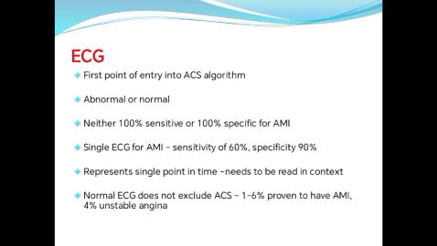It represents a single point in time and needs to be read in context. At the same time, we have to interpret the ECG, knowing that it represents a single point in time. That means we can repeat it after 10 or 15 minutes and it may change. So serial ECG is important. A normal ECG does not, as I said, exclude acute coronary syndrome. About 1 to 6% are proven to have an MI with a normal ECG, and about 4% have unstable angina with a normal ECG.